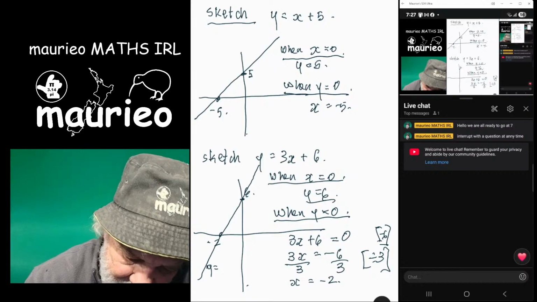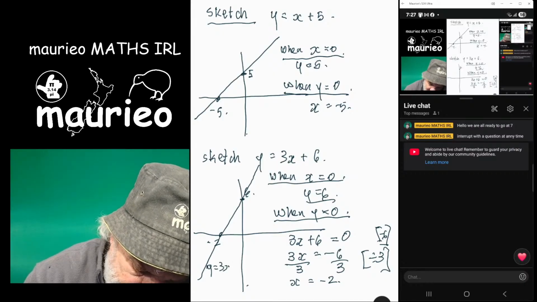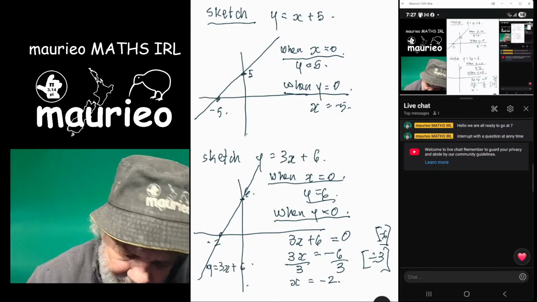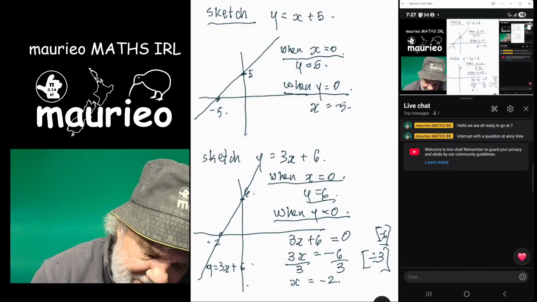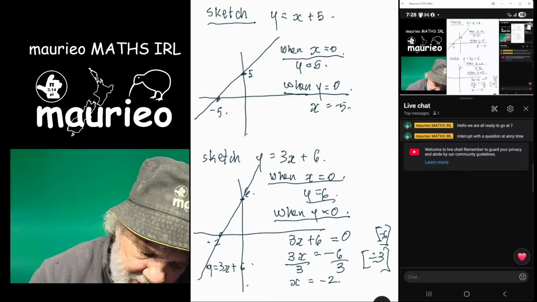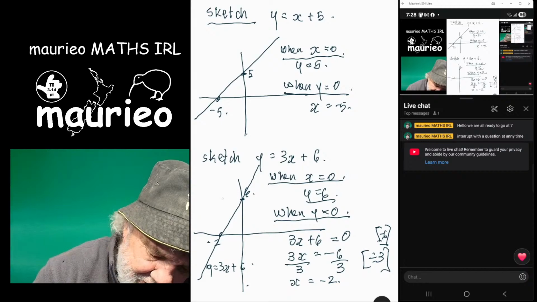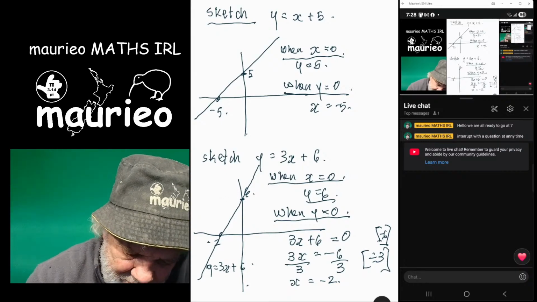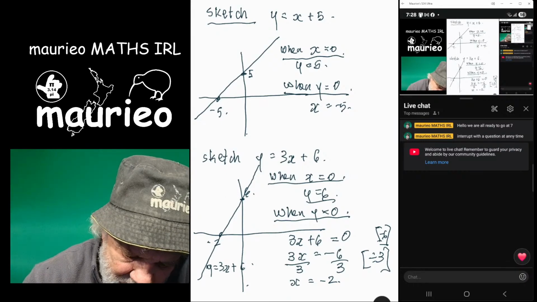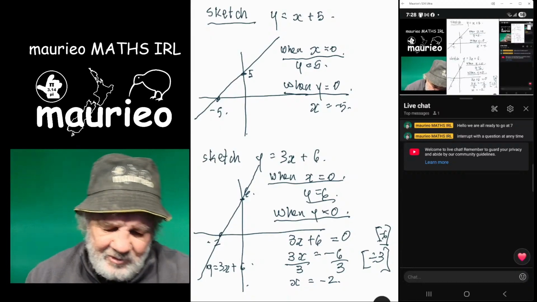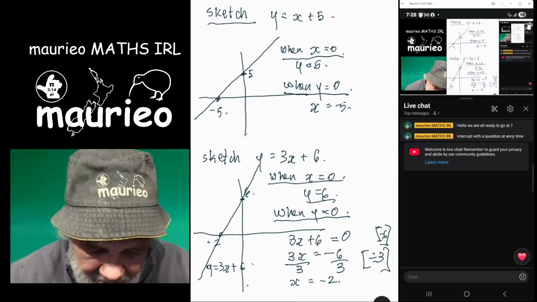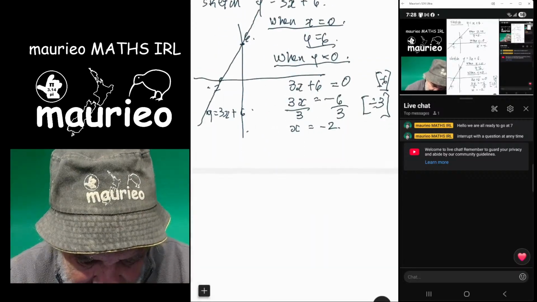Y equals 3x plus 6. Okay, rise over run: the rise is 6 over the run 2. 6 over 2 is 3. That's good. Y-intercept is 6. Yeah, so that's that one there. Now let's try.